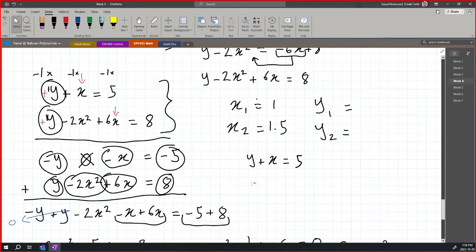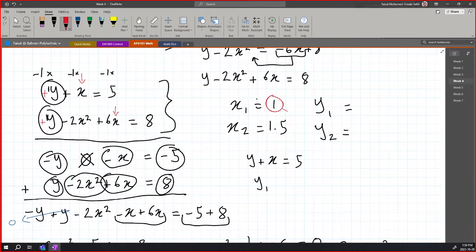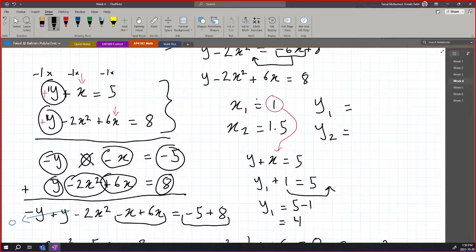The first one is for y1. We substitute this 1 for x, so it becomes y1 plus 1 is equal to 5, so y1 equals 5 minus 1. We're just taking this over here: 5 minus 1 is equal to 4. Okay, y1 is equal to 4, so we write y1 is equal to 4.